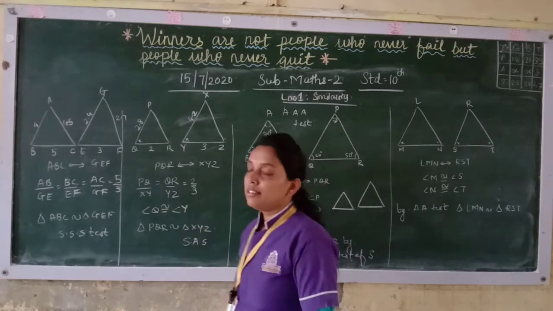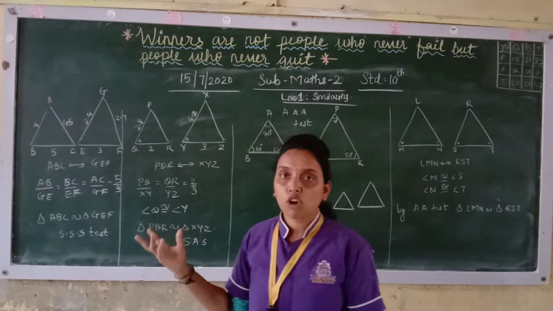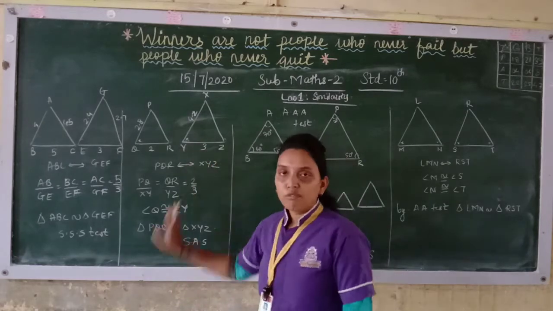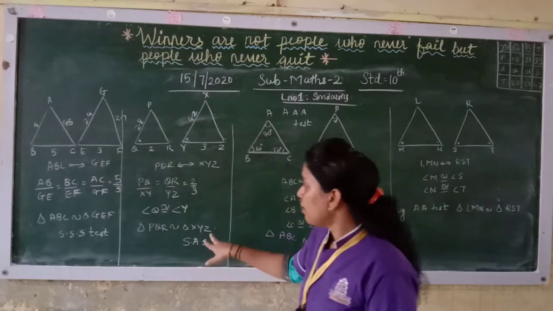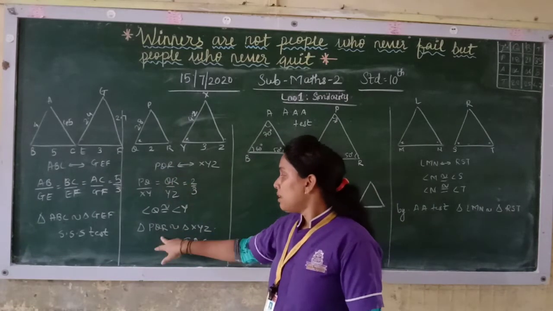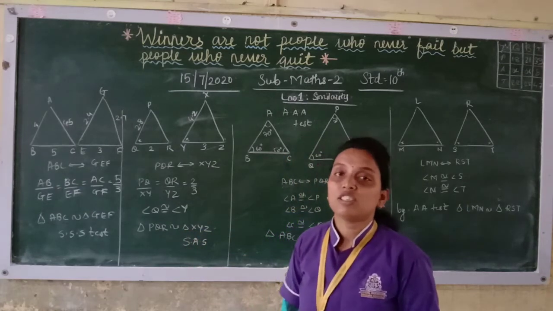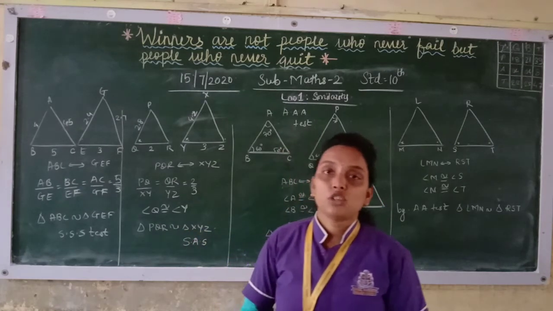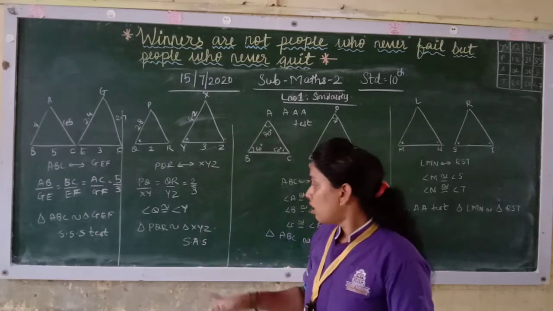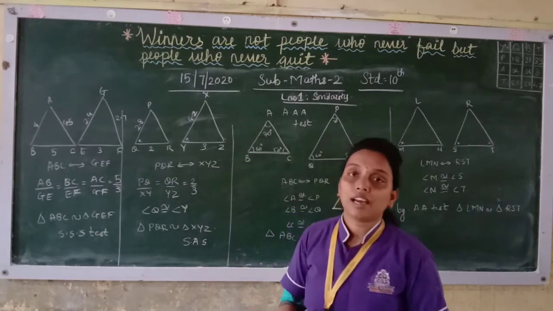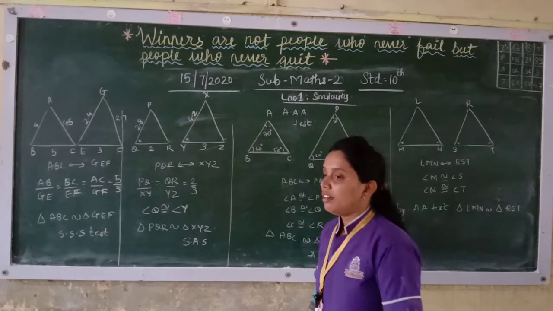So if two sides are in proportion and the angle between them is congruent for both triangles, then the triangles are similar: triangle PQR is similar to triangle XYZ by the SAS test of similarity. So first one was the AAA test, second one was AA. Now the third is SAS, that is the side-angle-side test of similarity.